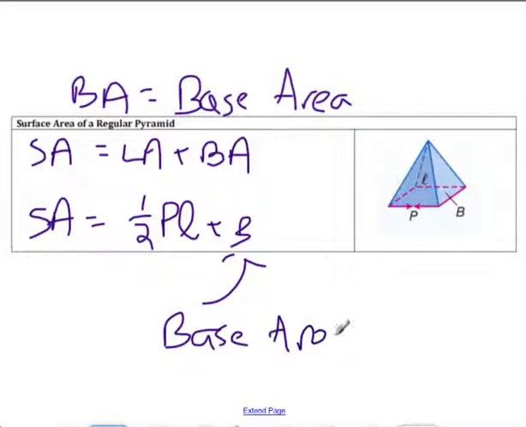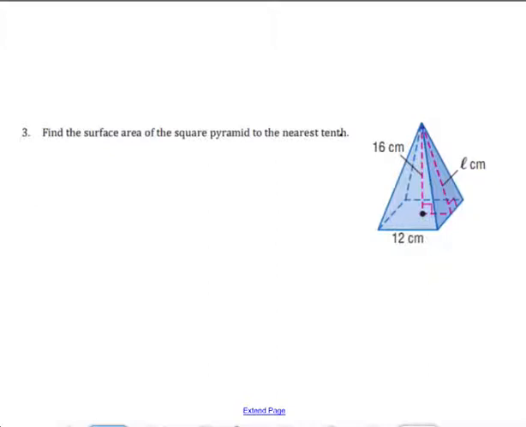Now that's going to depend on which shape you have. Do you have a square? Do you have a rectangle? Do you have a hexagon? That base area is going to depend on the shape of your base. So there's not necessarily one set formula that we can use.